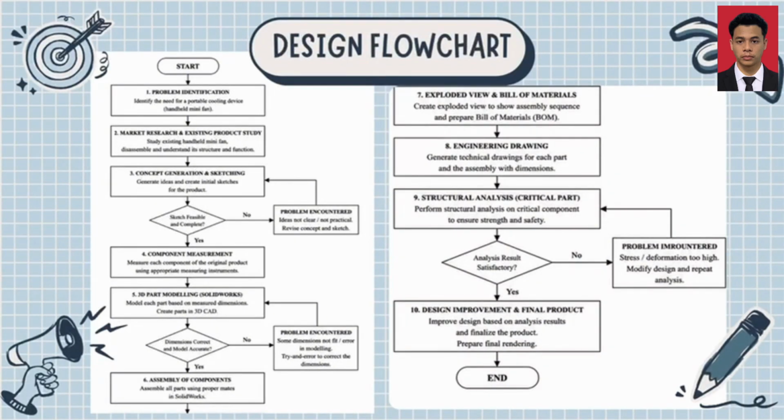This slide shows the workflow of our project. First, we identify the problem and study the existing product. Next, we measure all the components and create the 3D CAD model in SolidWorks. After that, we assemble the components together. Finally, we perform structural analysis and make improvements to complete the final product.